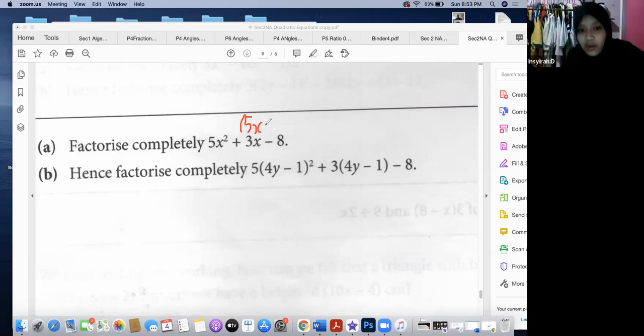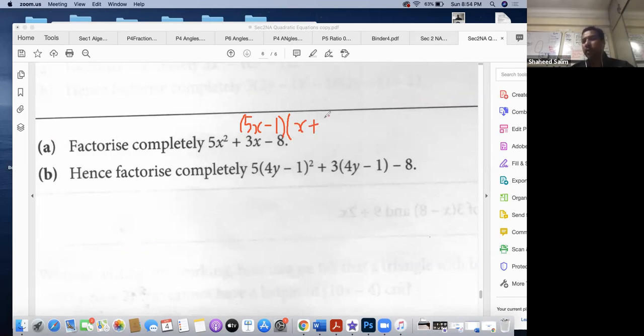5x minus 1 and x plus 8. Okay. So now, again, you must try to get this one because this is the part that is a little bit complex. Can you see 5x squared? 5 bracket squared. See this x, I can later replace it, substitute it with this bracket. 3x, 3 bracket, can you see?